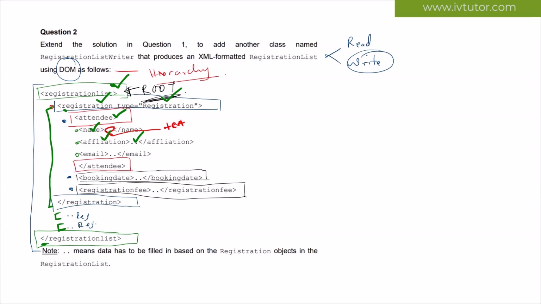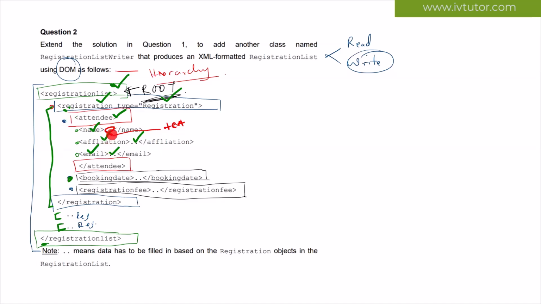Now, let's say we've also done email. So that means email is done and email is done. Though I have not done it. Then we are done with attendee. Then we go to booking date. Booking date is a child of a registration, because remember, within a registration, we have an attendee, which we've just done now.